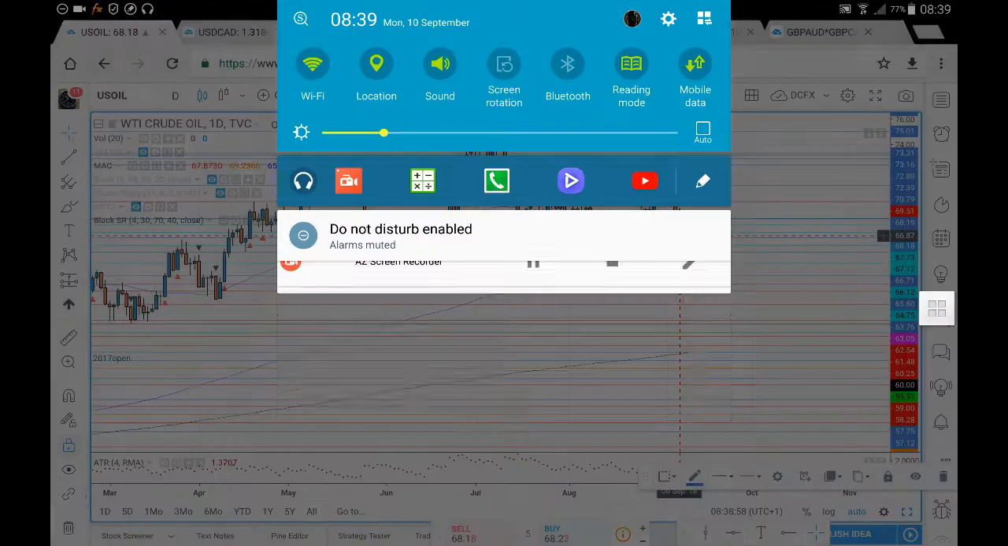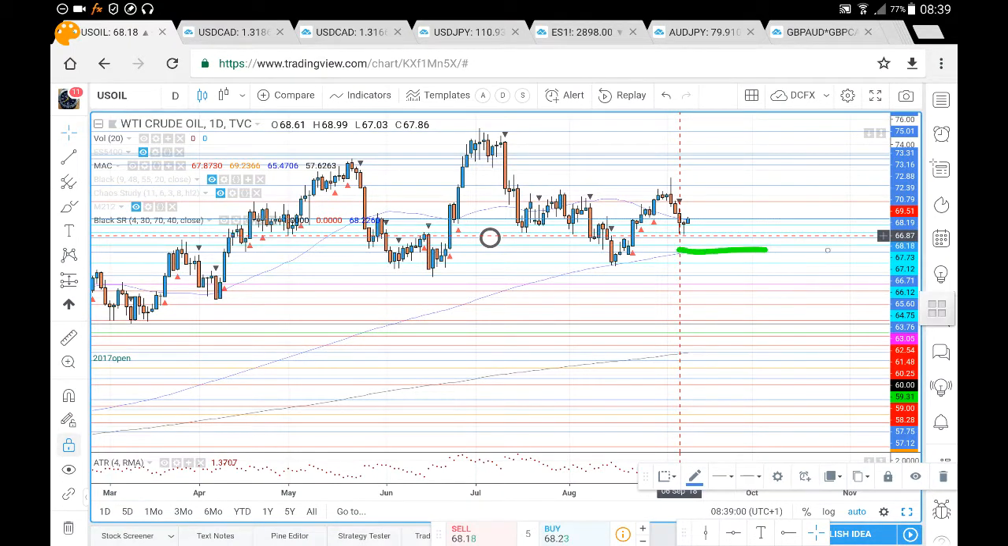In towards that 65.60, where we have not only the horizontal level, but we also have the 200 period moving average at present. So that does increase the likelihood of a bullish bounce at that 65.60 level. If we were to see that retracement all the way down towards that level, we do have the confluence, therefore an increased likelihood of a bullish bounce.